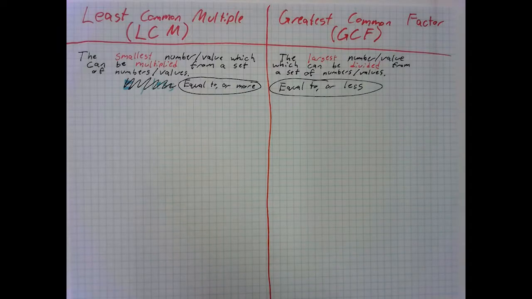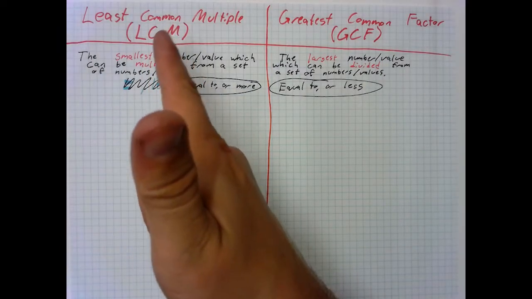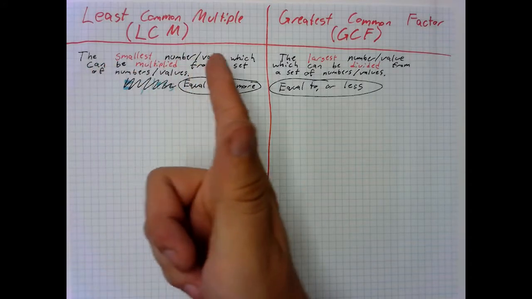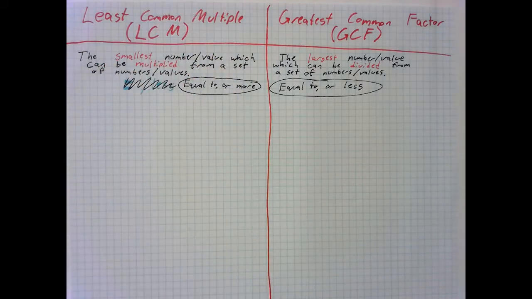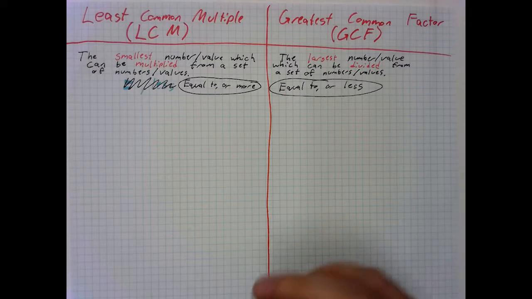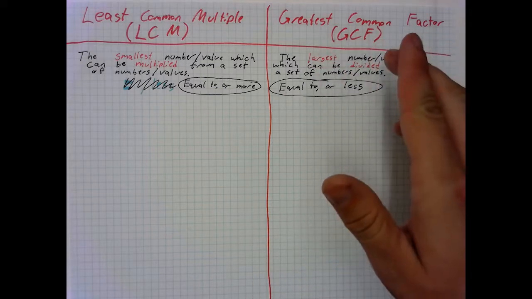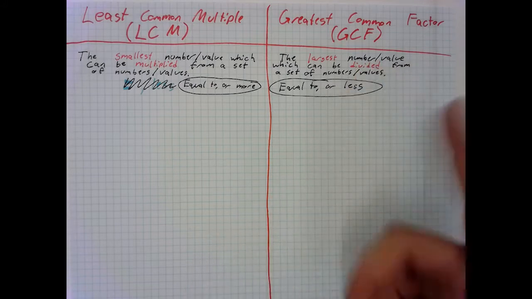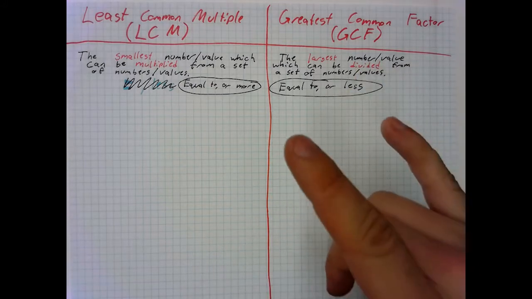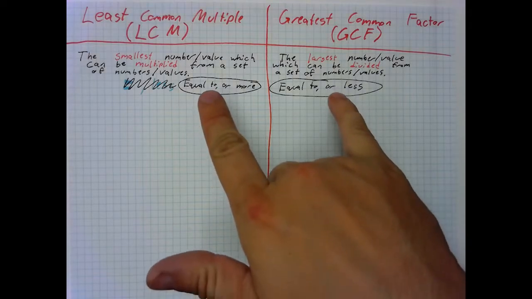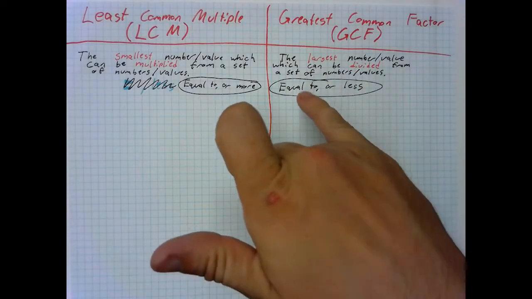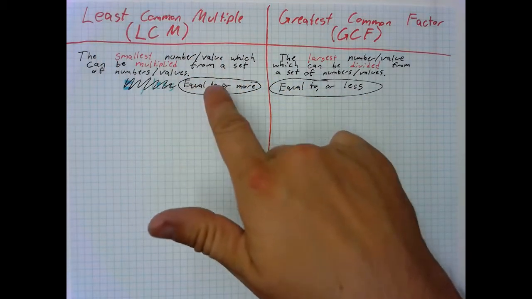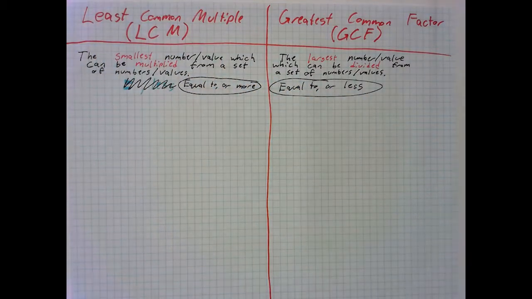Gonna try it again. The key difference between least common multiple and greatest common factor is that least common multiple is the smallest number or value which can be multiplied from a set of numbers or values, and GCF, greatest common factor, is the largest number that can be divided from a set of numbers or values. That is going to lead to the key difference being that GCF is going to be equal to or less than the original numbers versus LCM, which will be equal to or more than the original numbers.